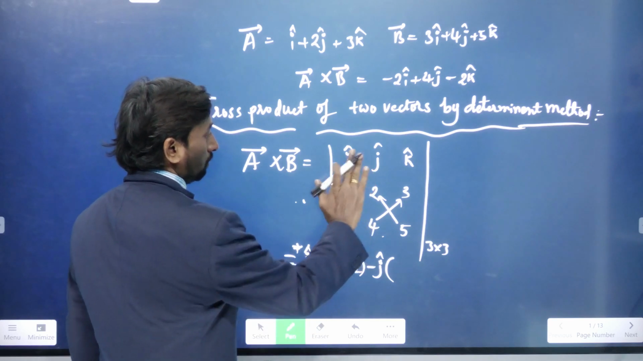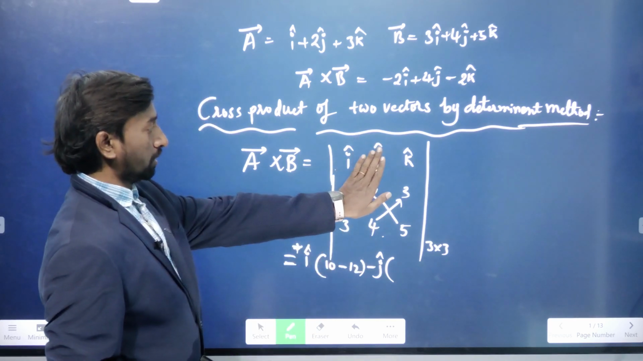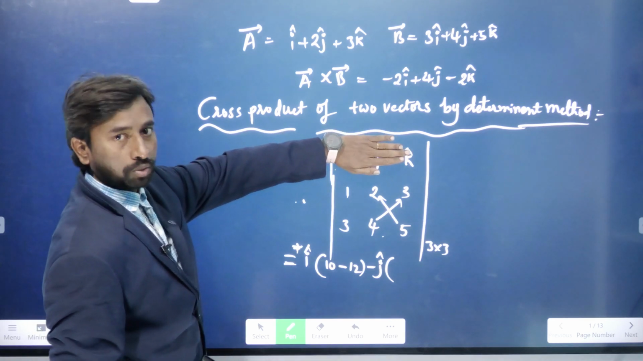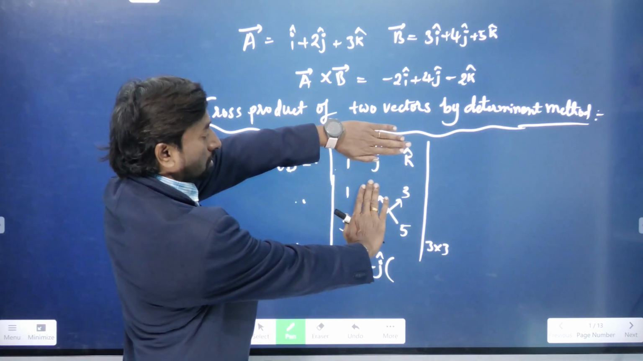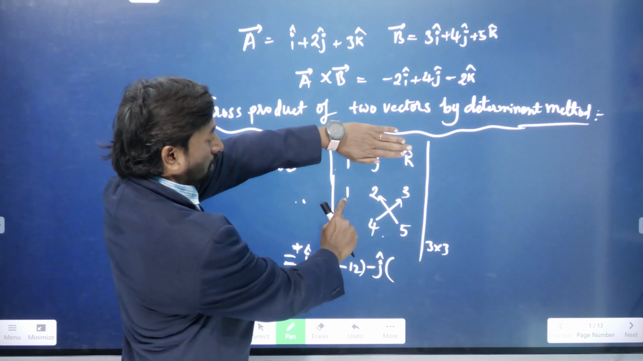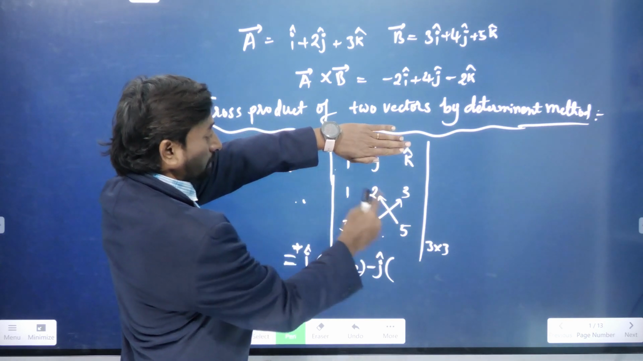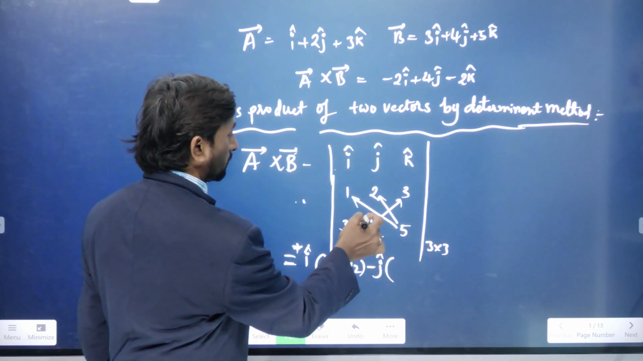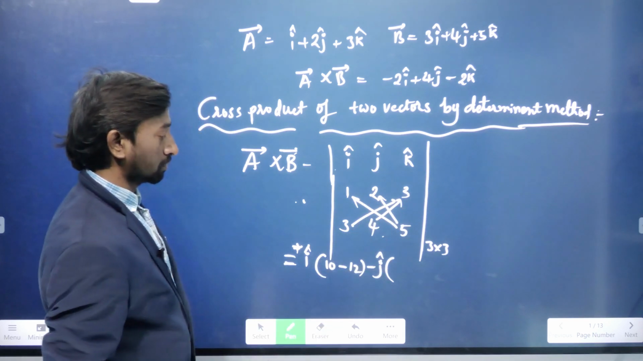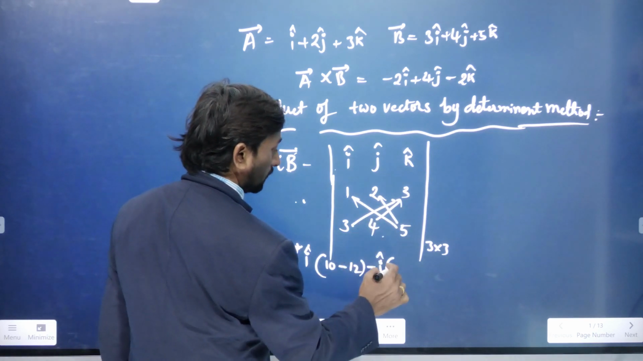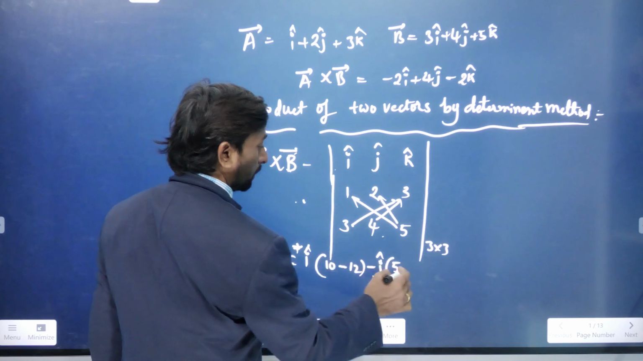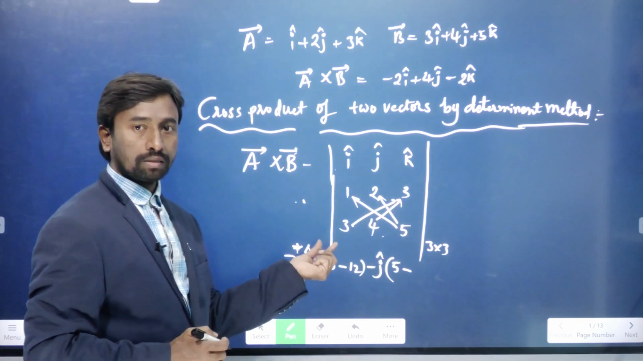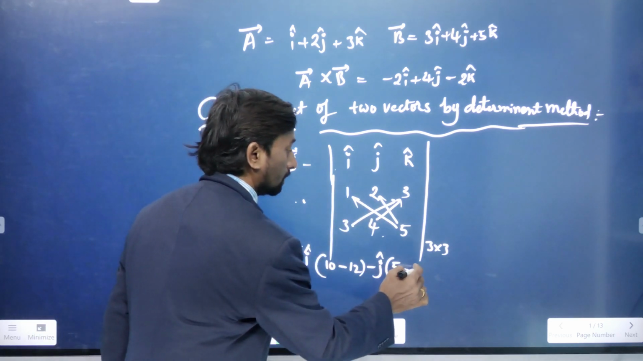Now we have to close the column of the unit vector we are taking, and always the first row has to be closed. If we close this, we get 3 digits, that is 1, 3 and 3, 5. Now we multiply these two and subtract the other two. So it is 1 into 5, which is 5, minus 3 into 3, which is 9.